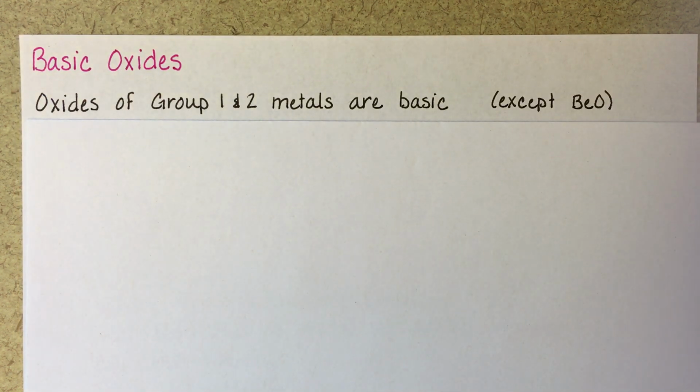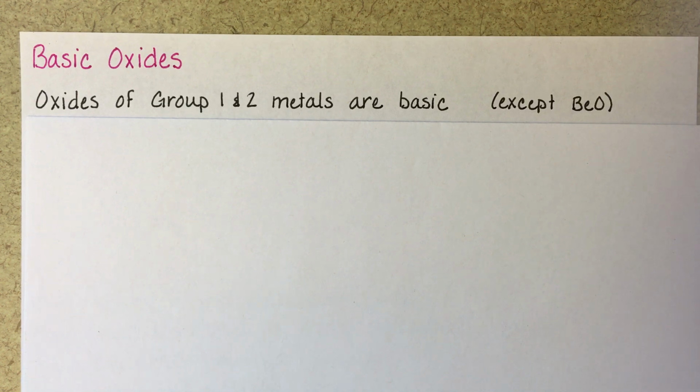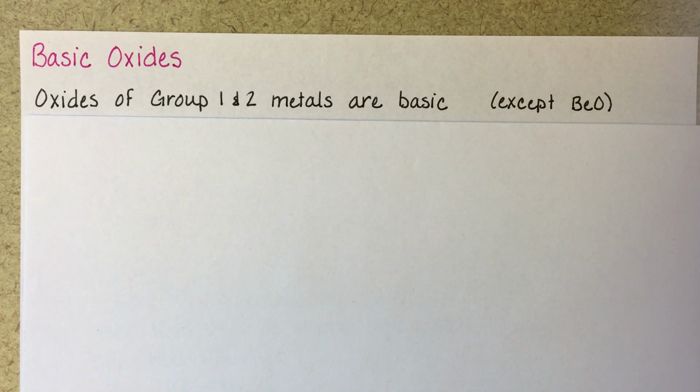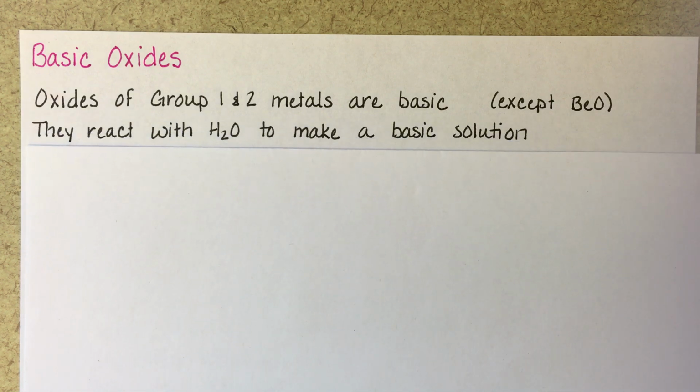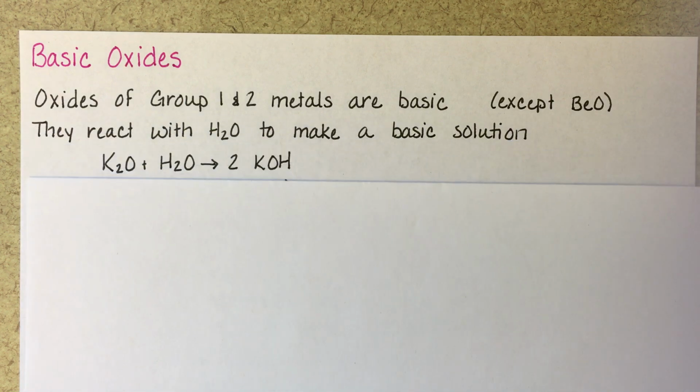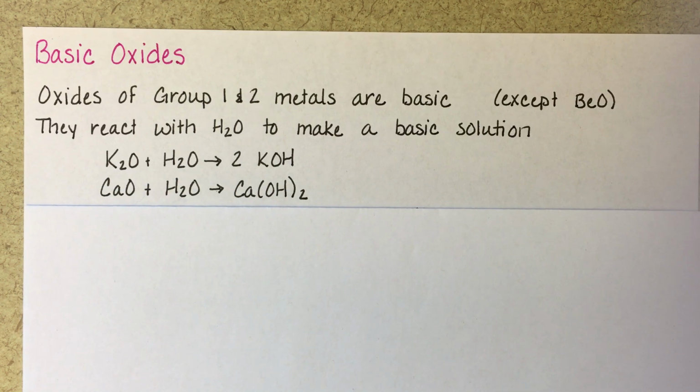With the exception of beryllium oxide, all of the oxides of group 1 and 2 metals are basic. And this means that they will react with water to make a basic solution. And here's a couple of examples.